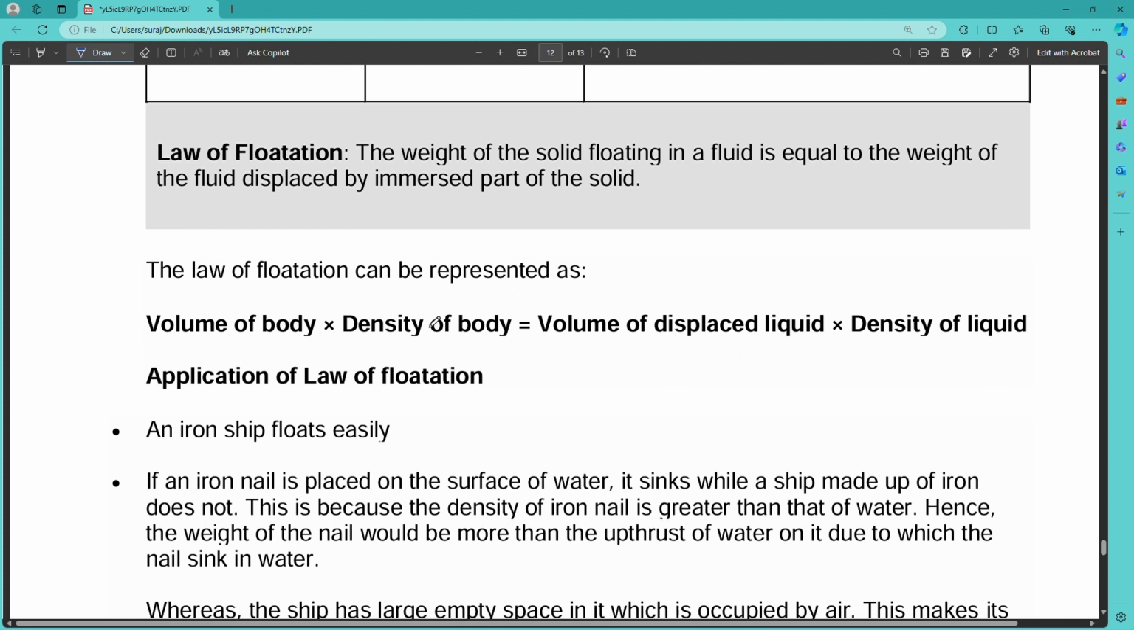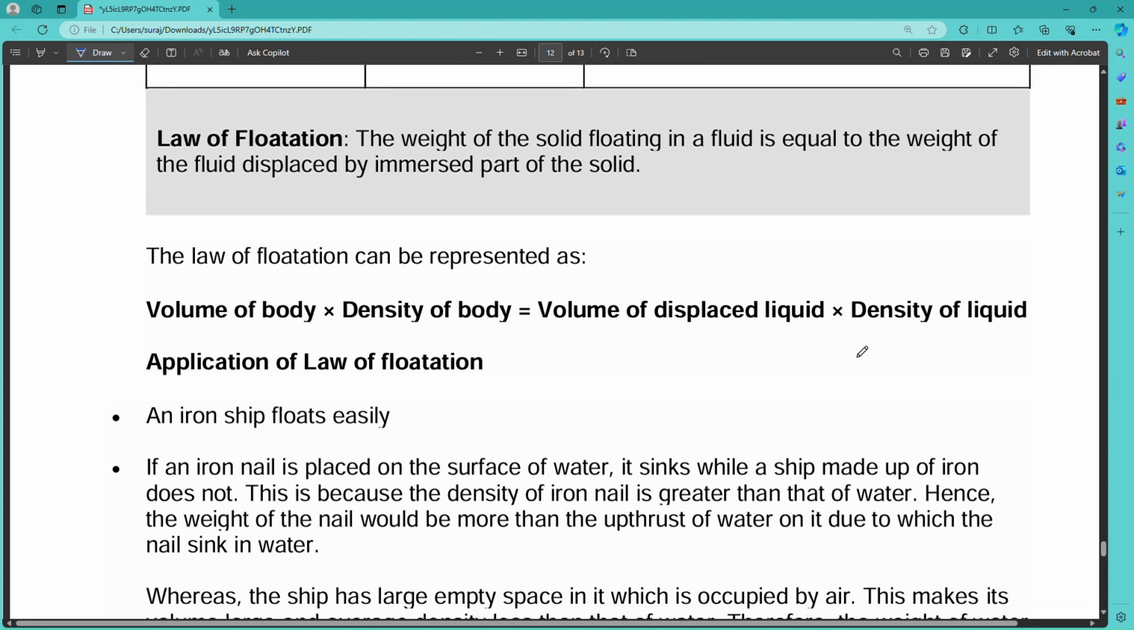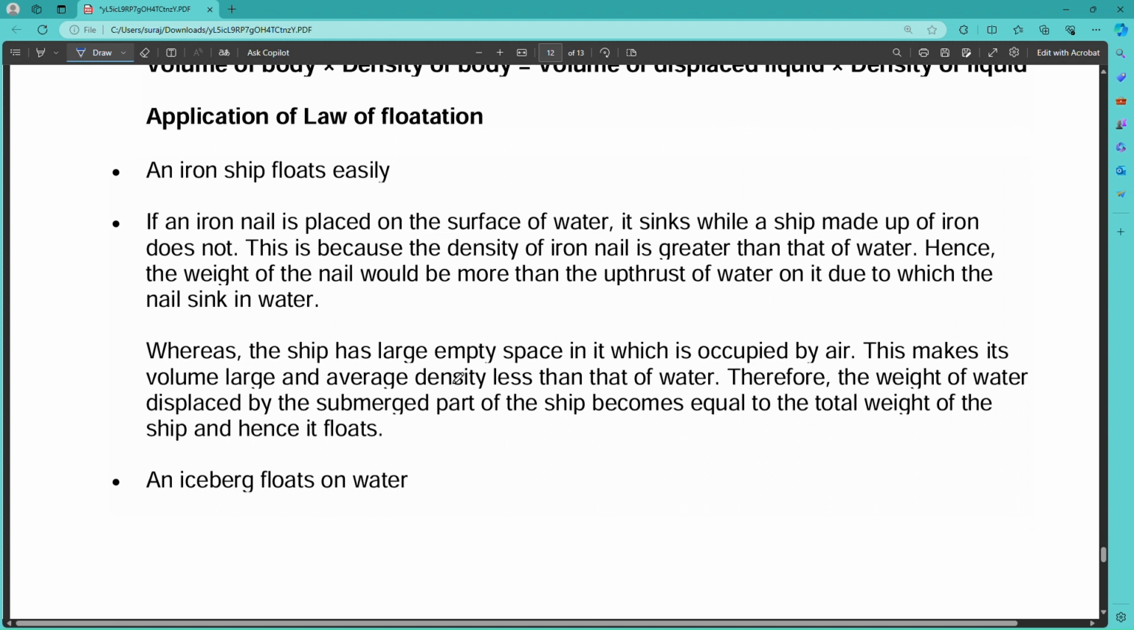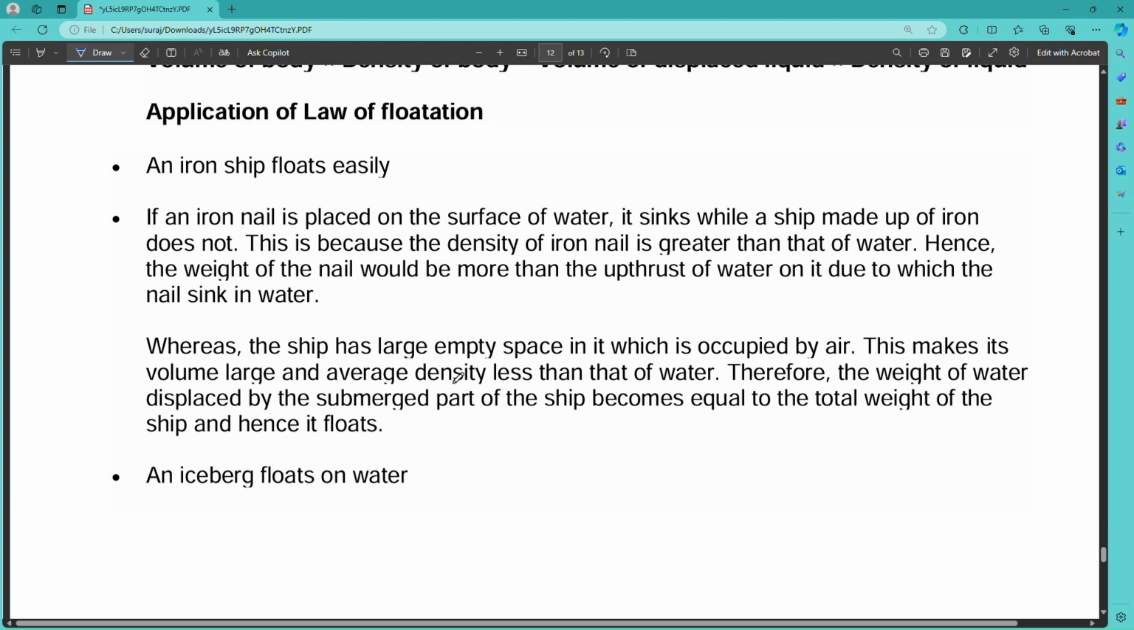So the law of flotation can be represented in formula: volume of the body inside times density of the body equals volume of displaced liquid times density of the liquid. There are applications of the law of flotation also. Iron ships float easily because of the law of flotation: in an iron ship, a vacuum is created inside, the volume is greater, and the density is low as compared to water, that's why it floats.